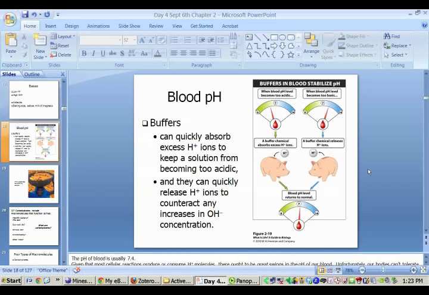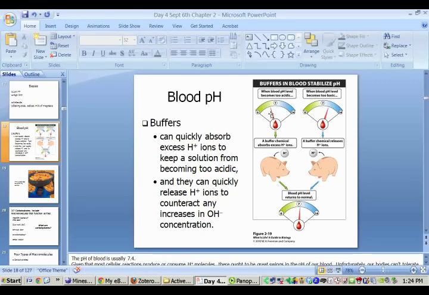One of the most interesting things about how we are able to survive is the fact that our blood acts as a buffer and helps to stabilize our systems. So where we have lots of acids that are in our stomachs, we have our blood, which is a little bit on the basic side, and it acts as a buffer. So something that's a buffer can quickly absorb excess hydrogen ions to keep a solution from becoming too acidic, and they can quickly release hydrogen ions to counteract any increases in OH minus or hydroxide concentration.